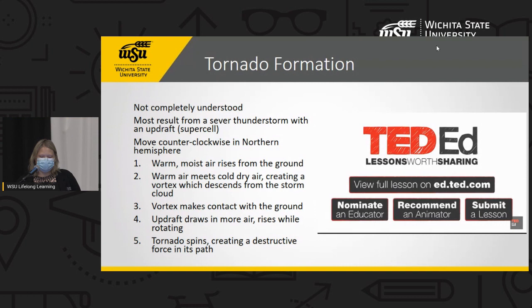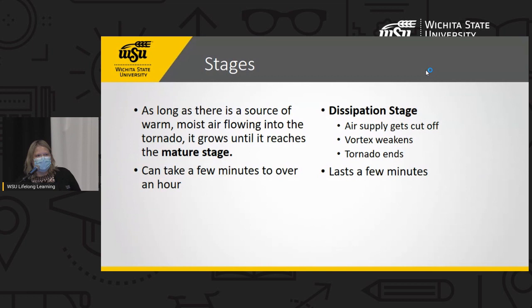So after the formation stage of a tornado, there's two more stages that it goes through. As long as there's a source of that warm, moist air flowing into the tornado, it keeps growing. It keeps getting bigger. Once it reaches its maximum size, it's considered at the mature stage. So that's its full force, its full size. And this can take anywhere between a few minutes to over an hour to reach this size.